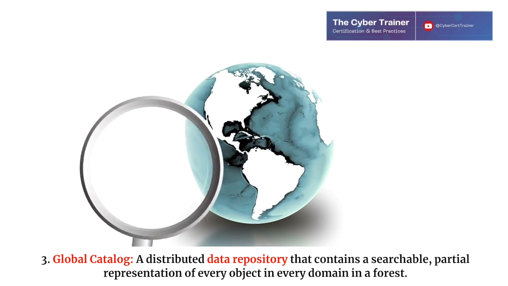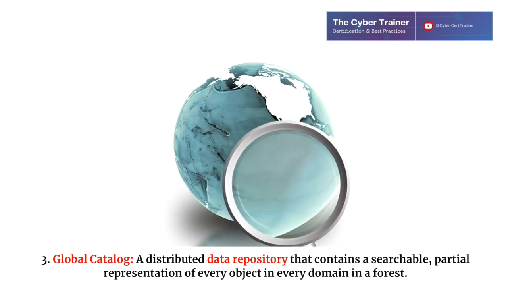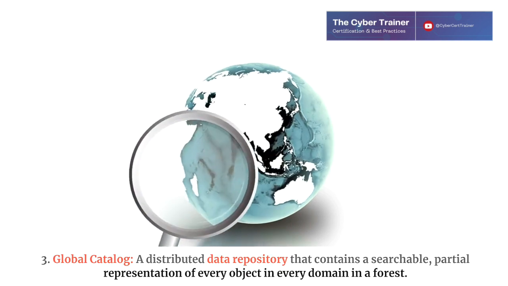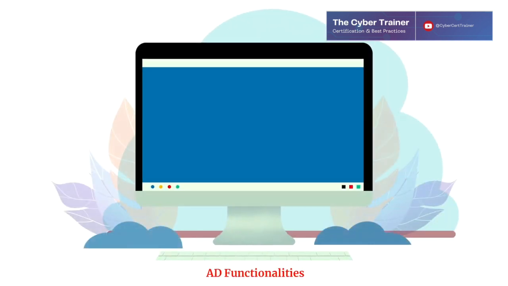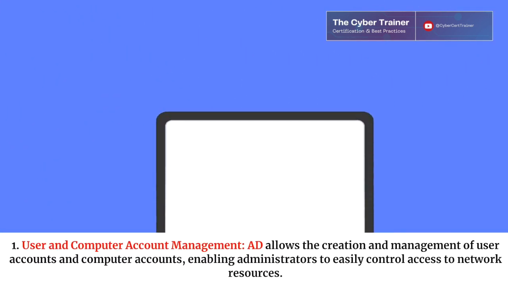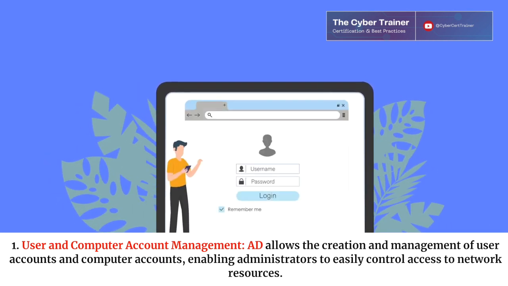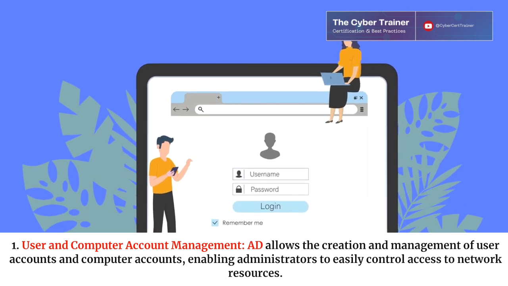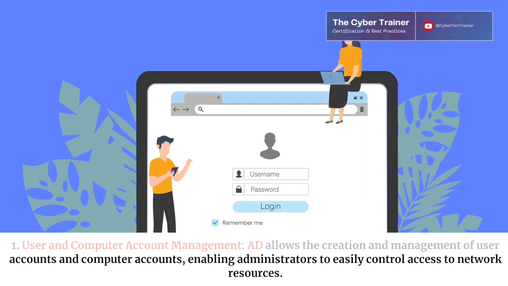3. Global Catalog: a distributed data repository that contains a searchable, partial representation of every object in every domain in a forest. AD functionalities. 1. User and computer account management. AD allows the creation and management of user accounts and computer accounts, enabling administrators to easily control access to network resources.